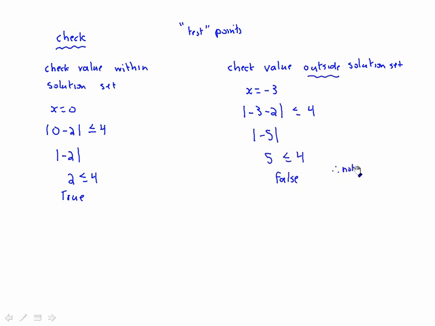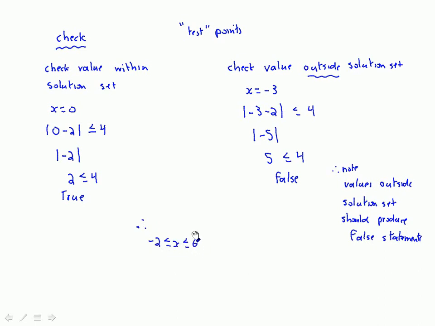So note, values outside the solution set should produce false statements. But ours is okay. So our final answer: negative 2 less than or equal to x, which is less than or equal to 6.